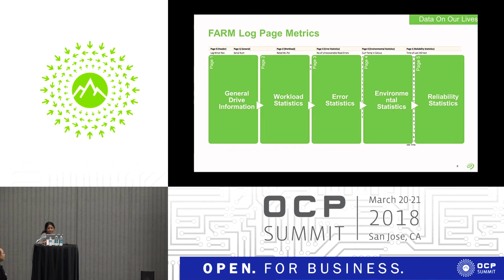The few points I want to point out here: in general, in your SMART data, you don't see much workload statistical information, right? You also don't have that many environmental statistics numbers in there. So the FARM log will provide you lots of additional information. They are really important to your drive health condition, right? So how many terabytes you write to your drives, and how hot your drives are running in the environment. Those are the important information we want you to know and monitor.